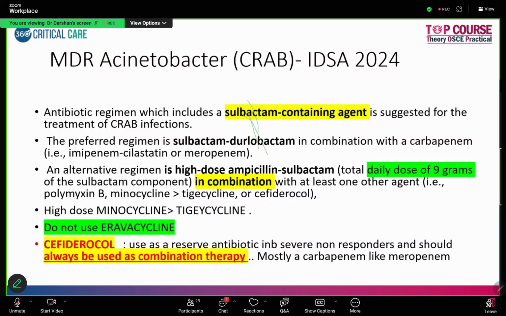So if at all we are using a combination therapy, that is your polymyxin based therapy, what are the things that we can use? Either we can use polymyxin B, minocycline, tetracycline, or cefiderocol. Again, for crab, they are telling not to use eravacycline. Whenever we are using cefiderocol, it is better to use it as a combination therapy, mostly because they do not want resistance to develop to this particular antibiotic. Because it's a reserve antibiotic, that is one of the reasons they are telling it to be kept as a combination therapy. Here you can use combination cefiderocol-polymyxin or cefiderocol-carbapenems. You can do any of those combinations.